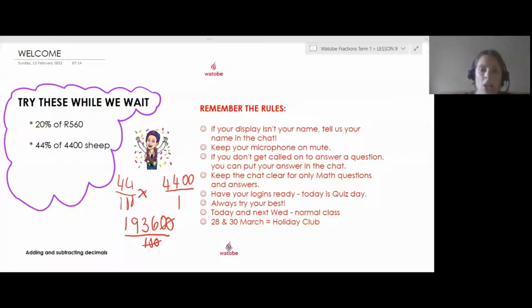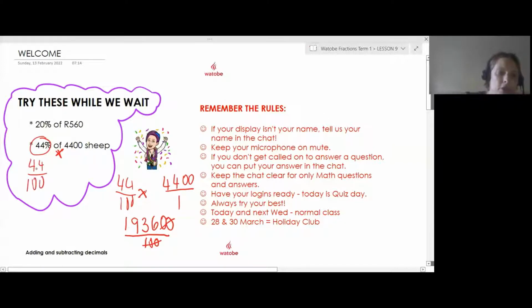So, Lesedi, when we are working this out, when we're doing an "of" sum, "of" always means times. So of means times, and 44% means 44 over 100. Percent is always out of 100. So it's 44 out of 100 of 4,400 sheep. If I've got 4,400 sheep and I want 44% of them, for every 100 sheep that I group, I'm going to have 44 taken out.